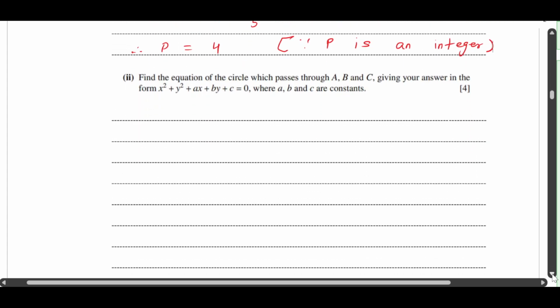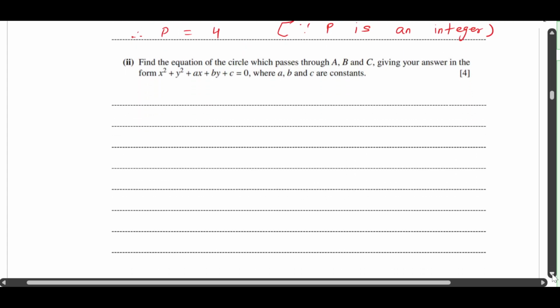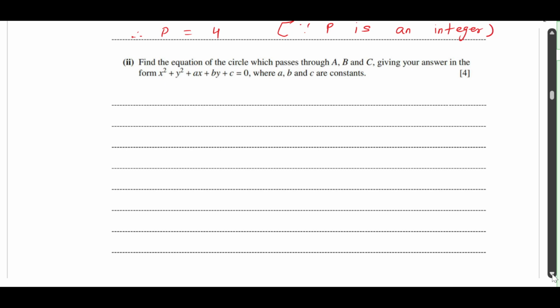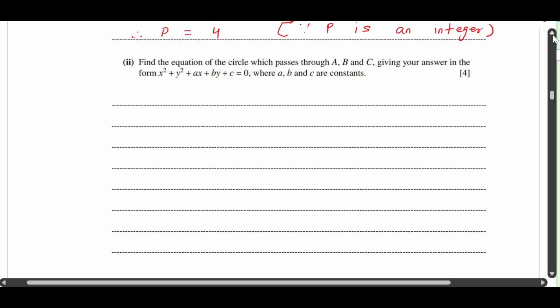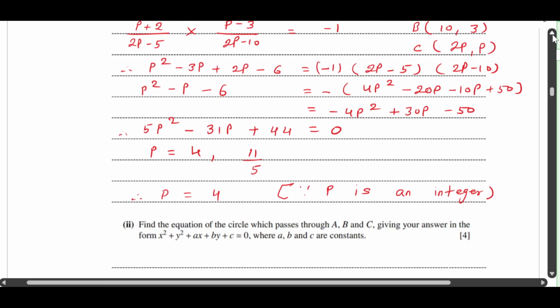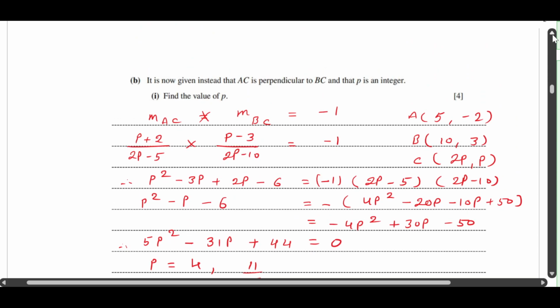Okay, next part of the problem: find the equation of the circle which passes through ABC, giving your answer in the form x square plus y square plus ax plus by plus c equal to 0, where a, b, c are constants. So the value of p we assume here is 4.